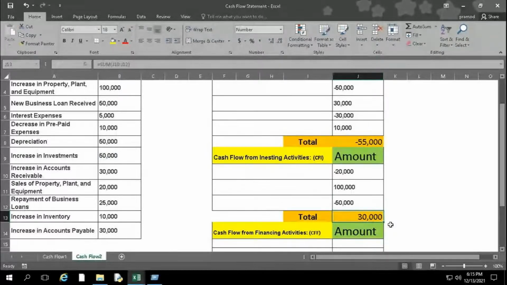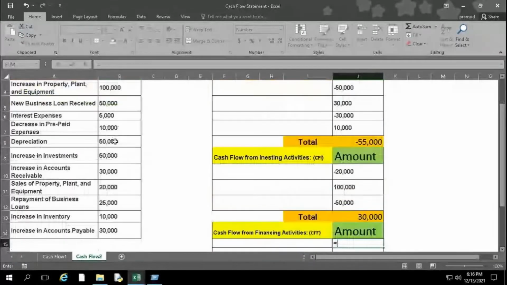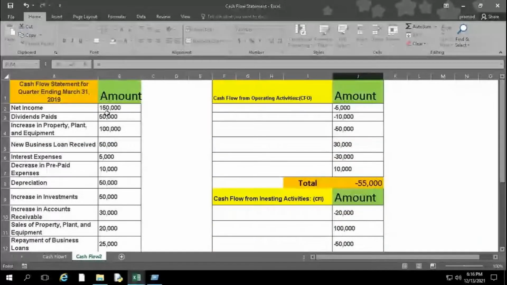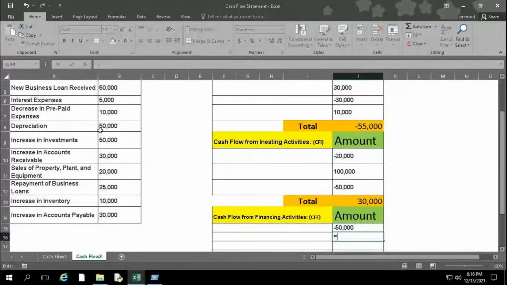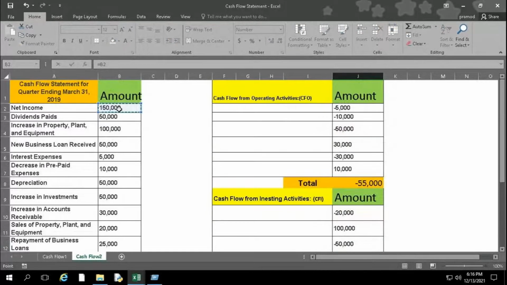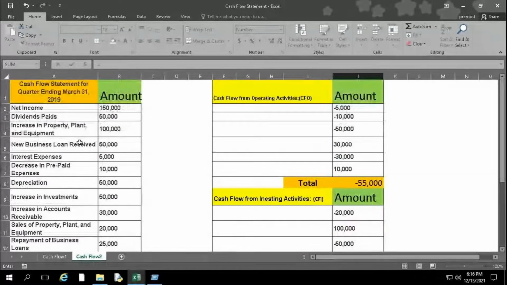30,000 I'm getting now. Yes, sir. Even I'm getting 1,30,000. 30,000, sir. This total is 30, sir. Then CFF. Then 1 lakh 20. CFF is dividend paid, and then new business loan received, debt free, new business repayment of business loan, net income. And net income. Yes, sir. How much is that, sir? 1,25,000.